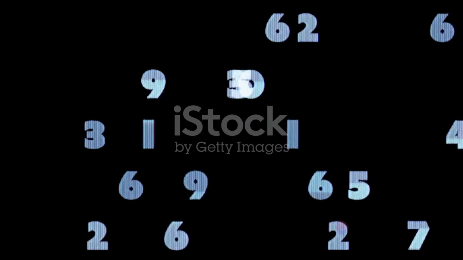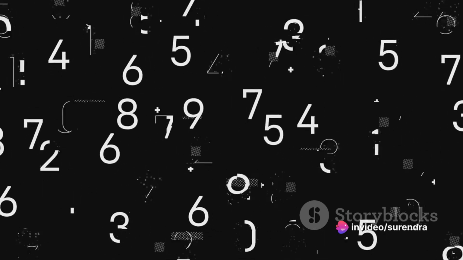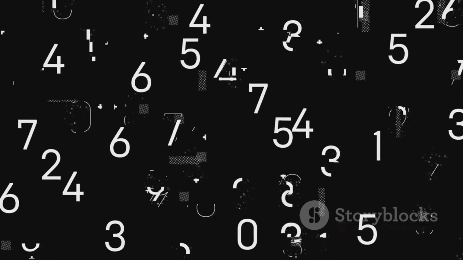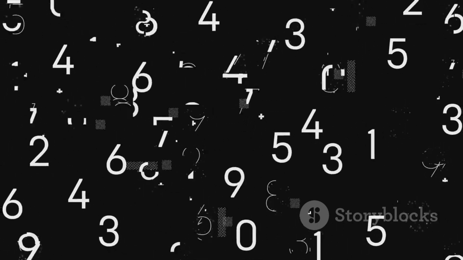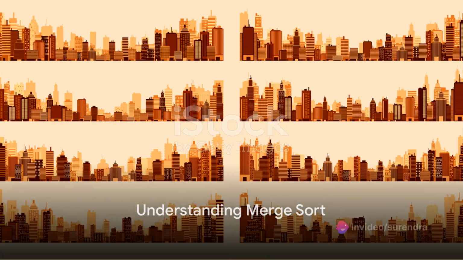Picture this. You have a jumbled list of numbers and you need them sorted from smallest to largest. That's where sorting algorithms step in, arranging data into a specific order, making it easier for us to understand and use. Now, on to the star of today's show, merge sort.